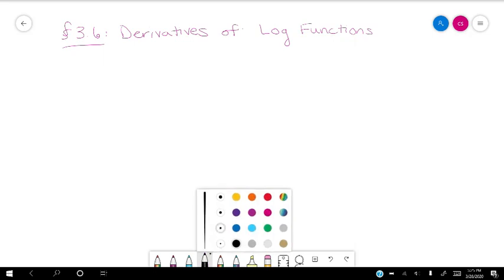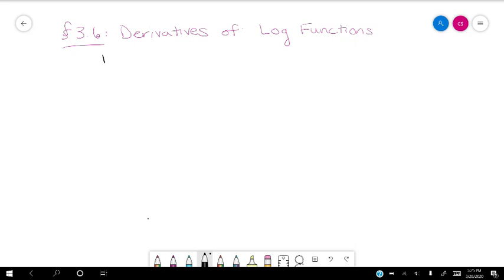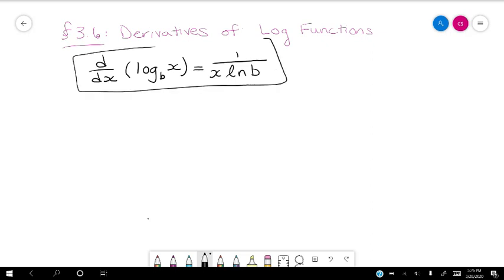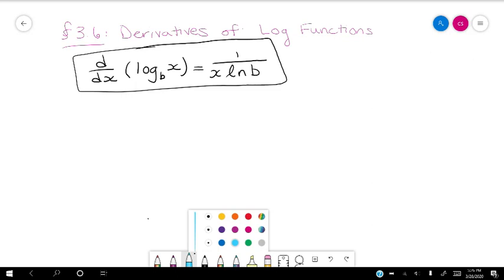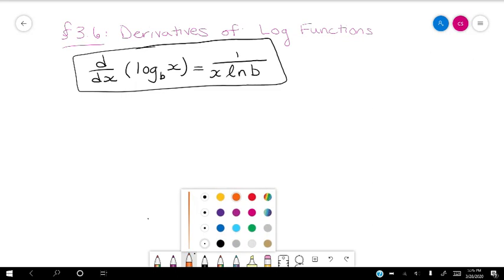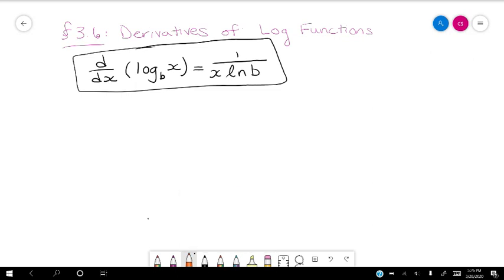The derivative of a logarithm, let's use our notation d/dx of log base b of x is equal to 1 over x times the natural log of the base b. Okay, so this is one to memorize, so I'm going to put it in a little box. And we're also going to prove it. So let's look at the proof of this derivative.